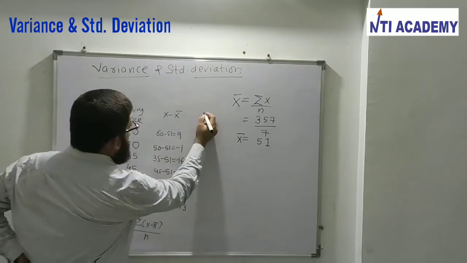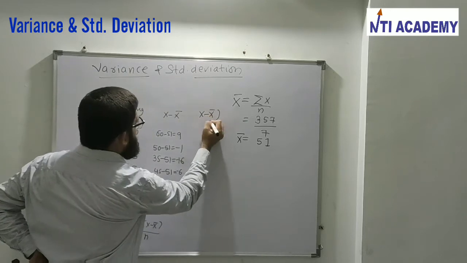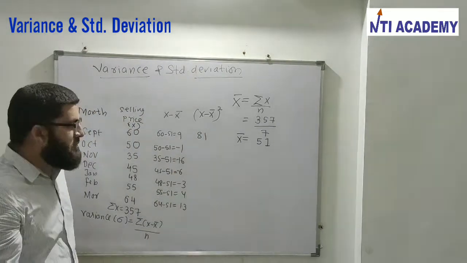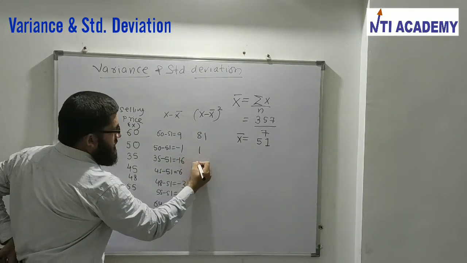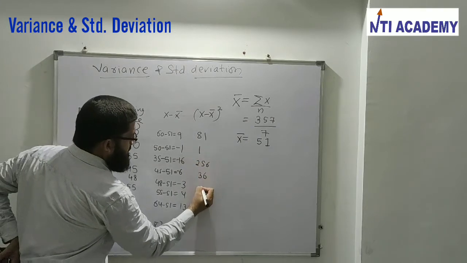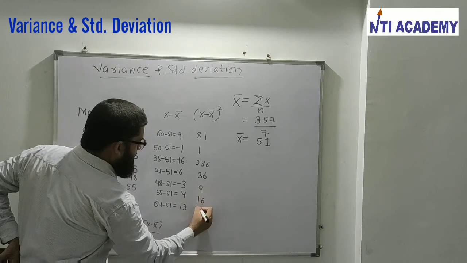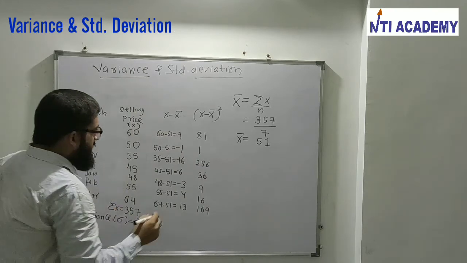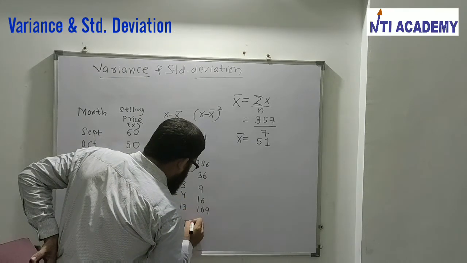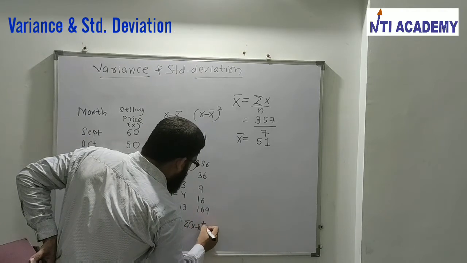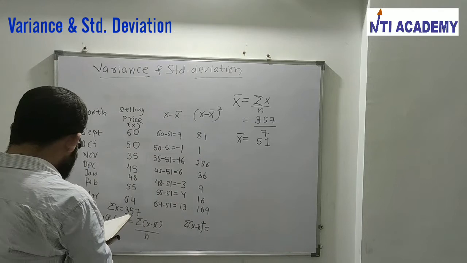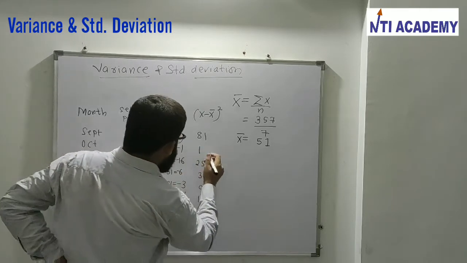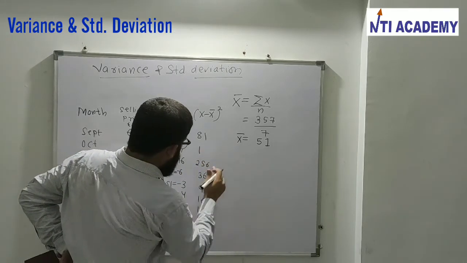Now you have to take the square of these. 9 squared is 81. You know that the square of any negative number is positive. So 1, 256, 36, 9, 16, and 169. Now you have to add them, so the summation of x minus x bar the whole square, let us sum it out.